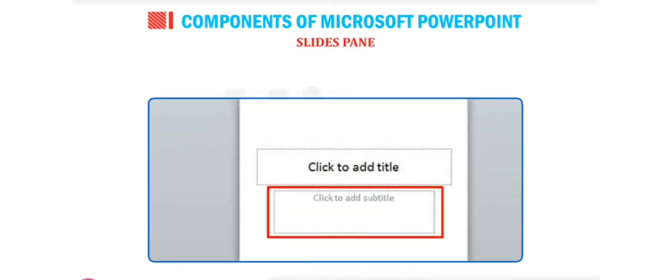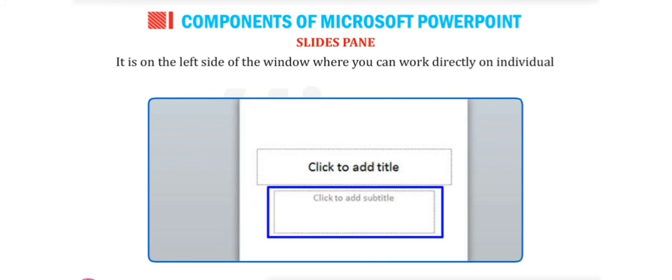Next component is Slides pane. It is on the left side of the window where you can work directly on individual slides. Here you can see this is our slides pane. So it is another individual slide that we can work on directly.